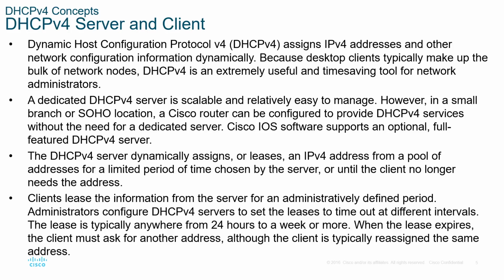Now, in order for this to work, we obviously need a dedicated DHCPv4 server, which is scalable and relatively easy to manage. However, in a small branch or small home office location, a Cisco router can be configured to provide DHCPv4 services without the need for a dedicated server. Cisco IOS software supports an optional, full-featured DHCPv4 server.